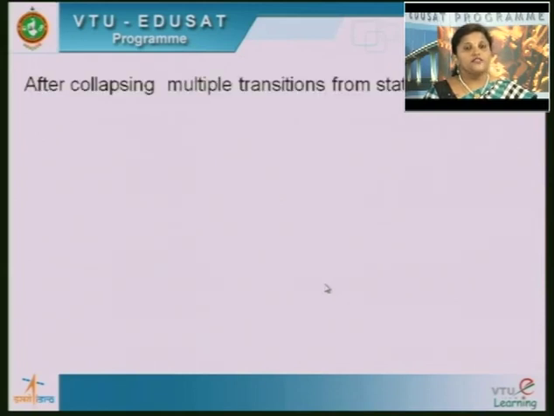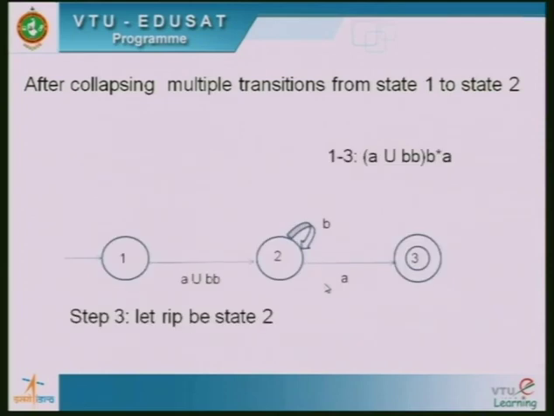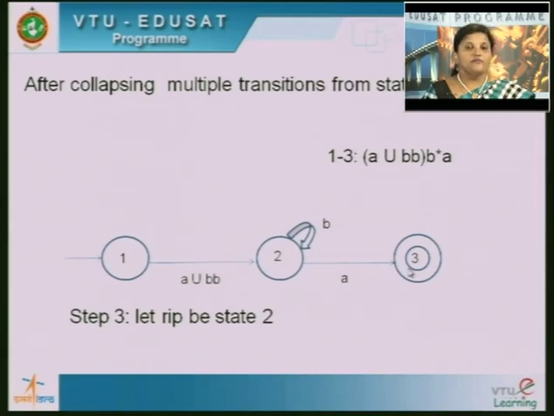So after collapsing the multiple transitions from state 1 to 2, you can write from 1 to 2 A union BB, and state 2 has a self loop with B transition, and from 2 to 3 it is A. Okay. So next we can select state 2. Only one state remains: 1 and 3 are the start and accepting states, so the left out state is state 2, which has to be removed.